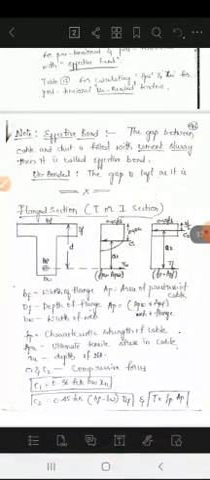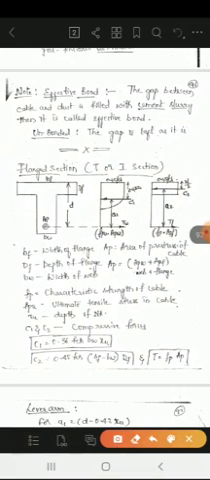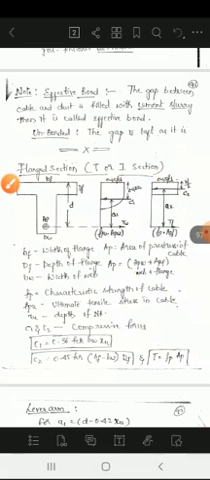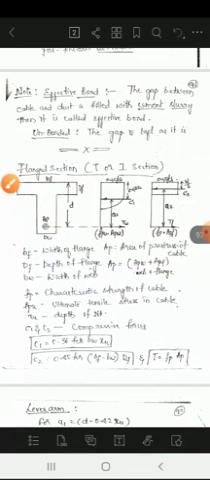Next, that is about table 11 and table 12. Next, we'll take the flanged section. What is meant by the flanged section? Either it is a T section or an I section. For example, if I take the T section, this is called the section of the T flange, right? Where the first one is the depth of the flange, DF, BF is given. BF is the width of the flange, DF the depth of the flange, BW the width of the web, and AP is the area of pre-stressing cable.